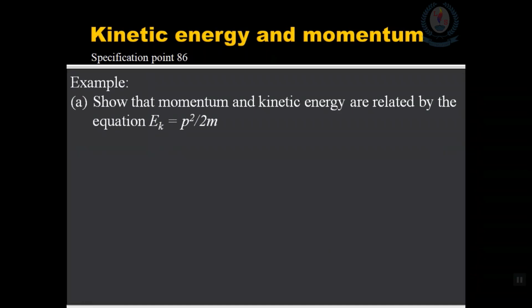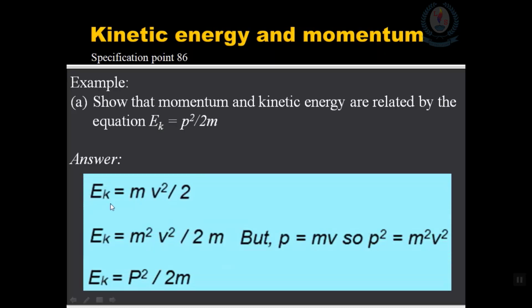Right. Another small example. Show that momentum and kinetic energy are related by the equation Ek equals p squared over 2m. Ek is equal to mv squared over 2. But we can multiply the numerator by m and the denominator by m. So it becomes m squared v squared over 2m. But we know that momentum is equal to mv, so momentum squared is equal to m squared v squared. So I can replace this by momentum squared divided by 2m. We proved.